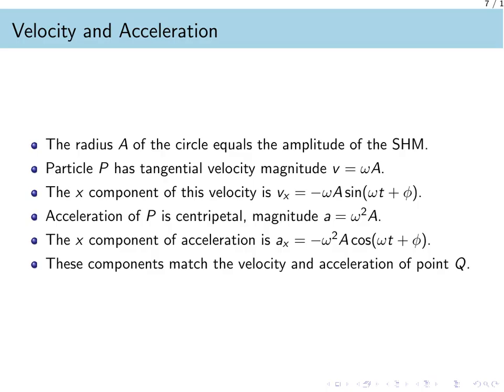Similarly, the particle experiences a centripetal acceleration directed toward the center with a magnitude of omega squared times A. The horizontal component of this acceleration is negative omega squared times A times the cosine of the quantity omega times t plus phi. These calculated components for the circular motion match the velocity and acceleration of point Q perfectly.